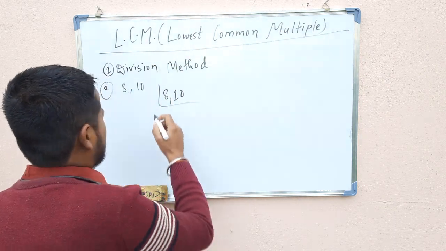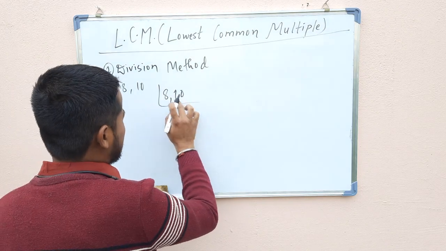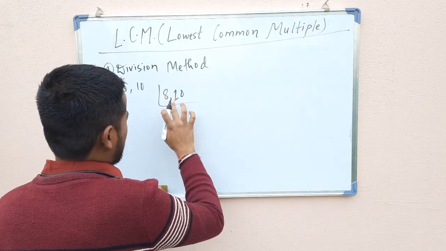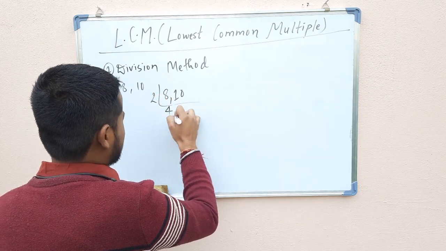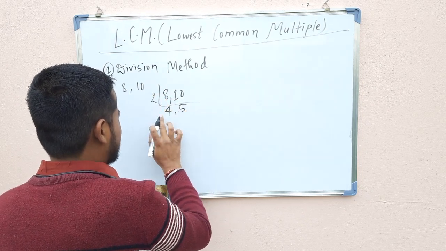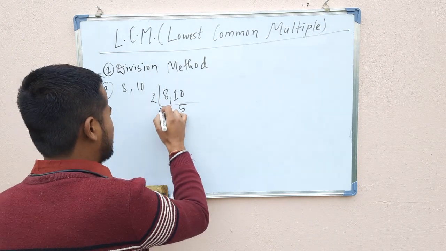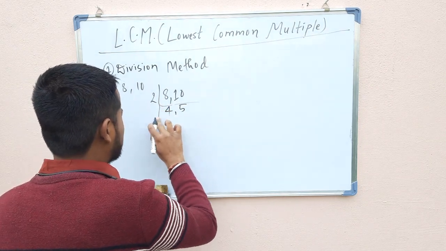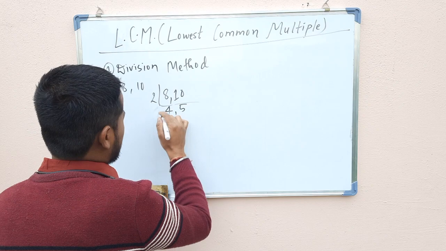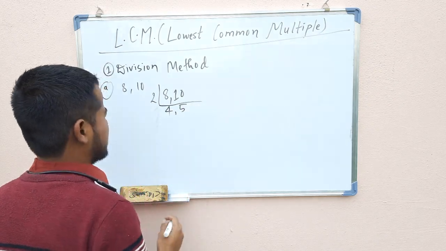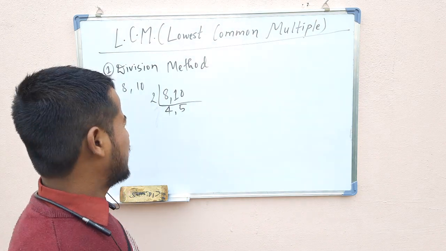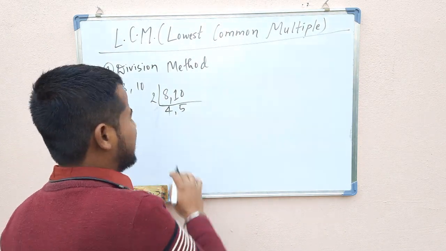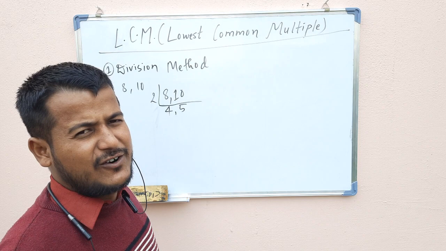Suppose 2: 2 4s are 8, 2 5s are 10. 3 will not go, 4 will also not go, 5 will also not go. So 2: 2 4s are 8, 2 5s are 10. You can stop up to here itself, and it is correct. But according to my point of view, you should take it down to 1 and 1 at last. If you take out 1 1 at last, then it will be easy for you to do.